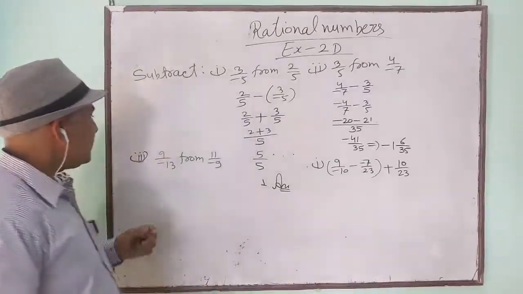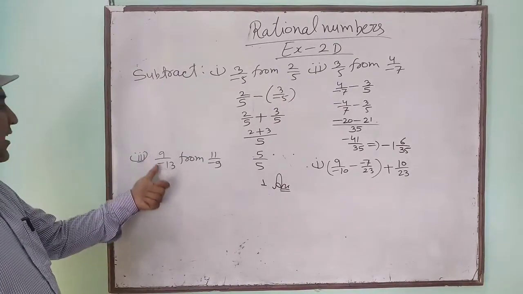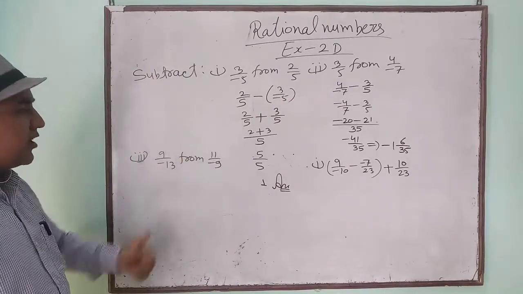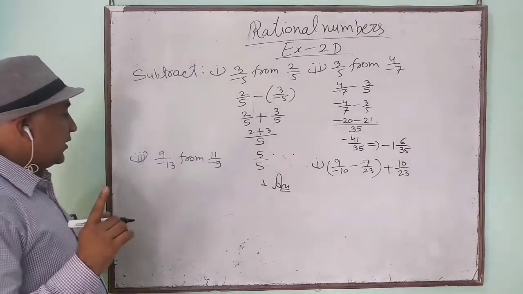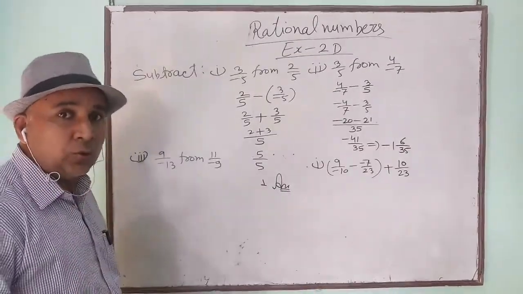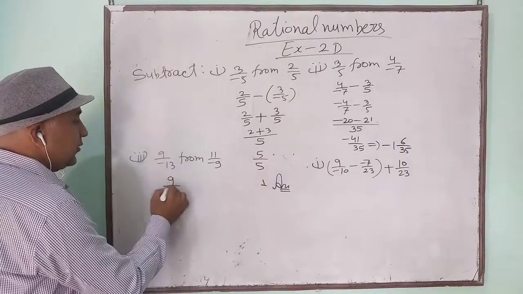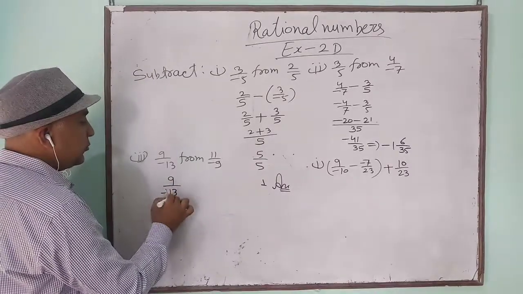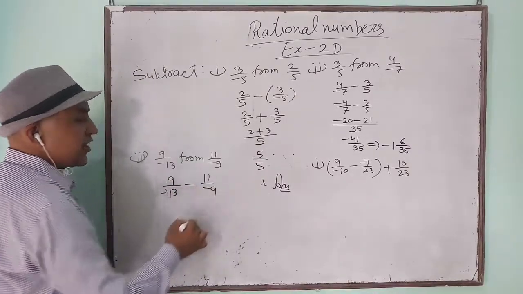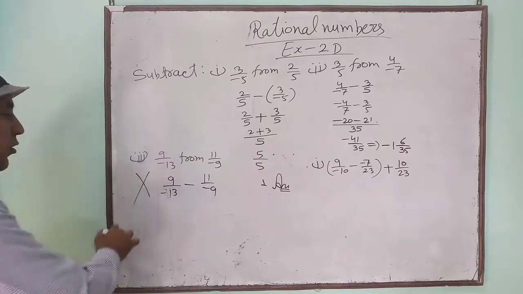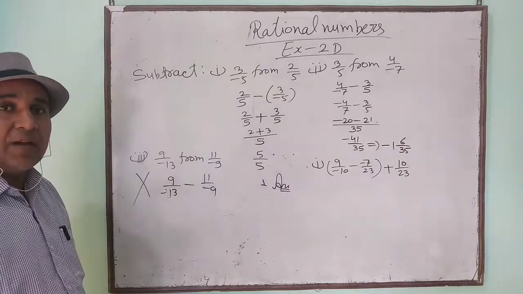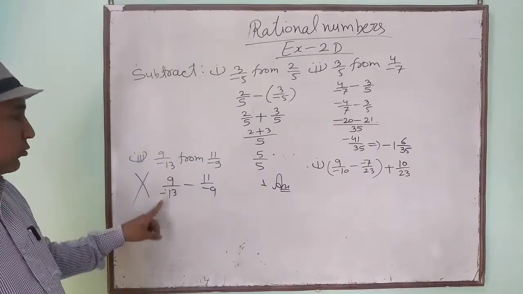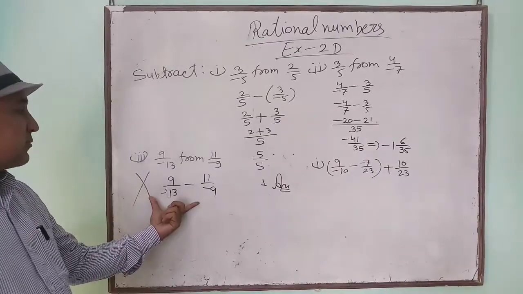Okay? Now see, 9 upon minus 13 from 11 upon minus 9. Listen children, the mistake which you do, I am going to show you here. Due to hurry, you write this statement. This is wrong. Be alert for it. Many times we teachers tell you not to do this, but because of hurry, you do this mistake.